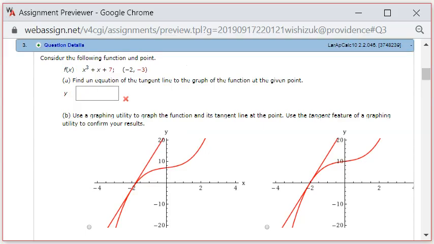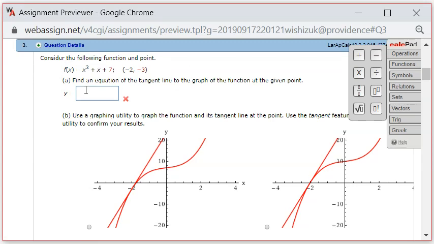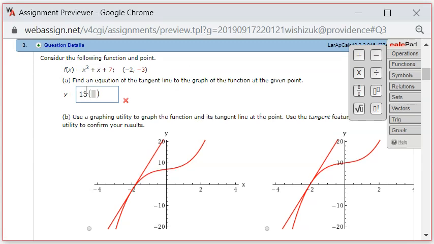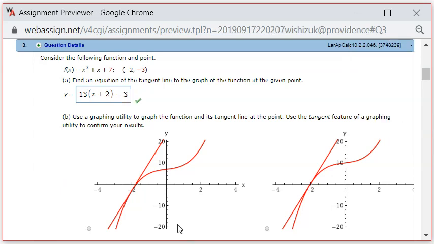We're going to get 13 times the quantity x plus 2, and then we subtract 3. Let's check the answer. I came back and it looks like we got part A correctly. All right, let's do part B.